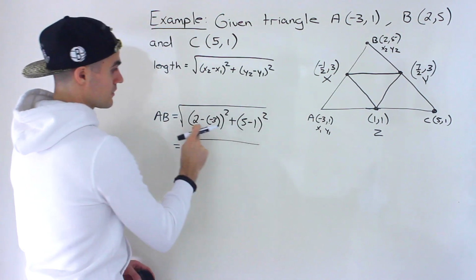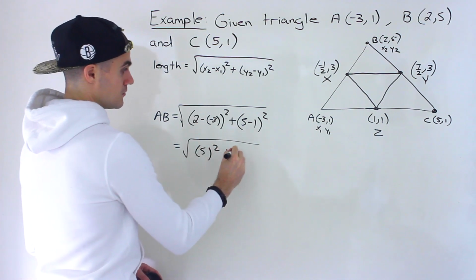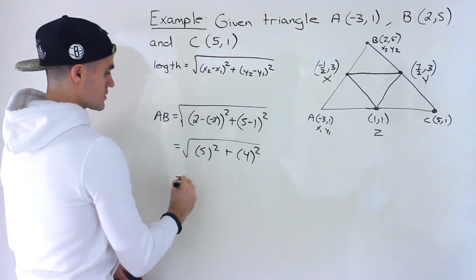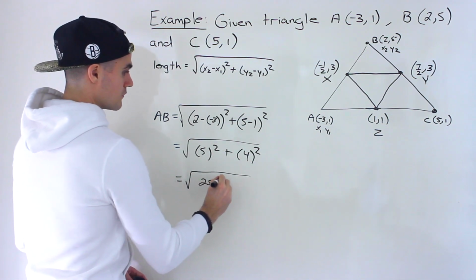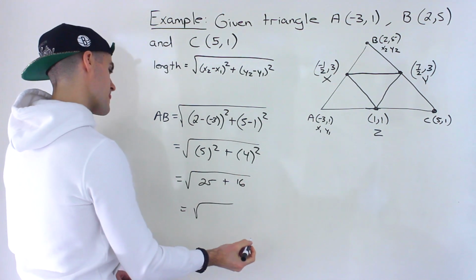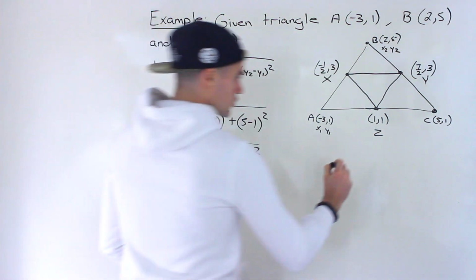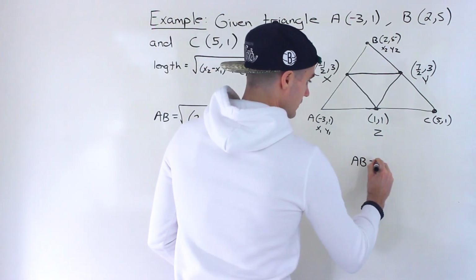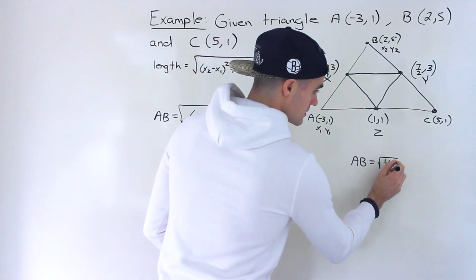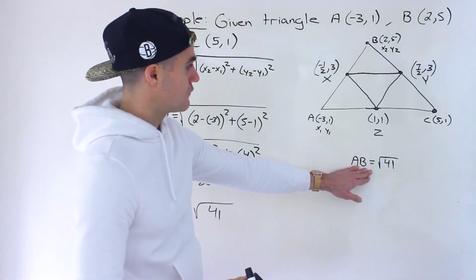So we would end up with 2 minus negative 3 is like 2 plus 3, which would give us 5. Be careful with your negatives here. 5 minus 1 is 4. These are still going to be squared. We'd end up with 25 plus 16, which would give us root 41. Okay, so let's keep track of these over here. So the side length of AB is root 41, and I'm going to keep this as an exact value in case your teacher wants you to work with exact values.